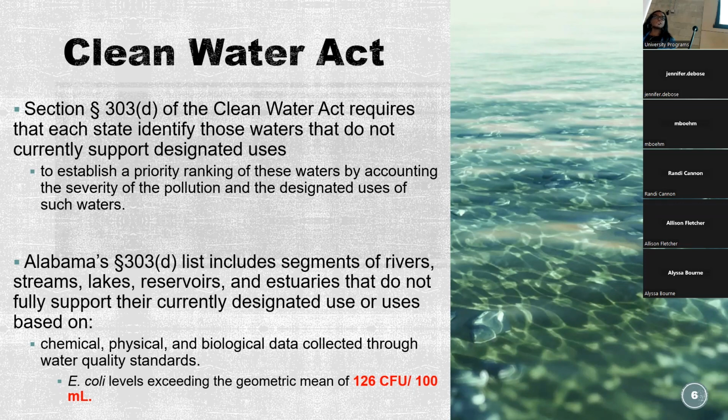This list includes segments of rivers, streams, lakes, reservoirs, and estuaries that do not fully support these designated land uses based on the chemical, physical, and biological data that's collected through the water quality standards. And this includes the E. coli levels exceeding the 5-day geometric mean of 126 colony-forming units per 100 milliliter.